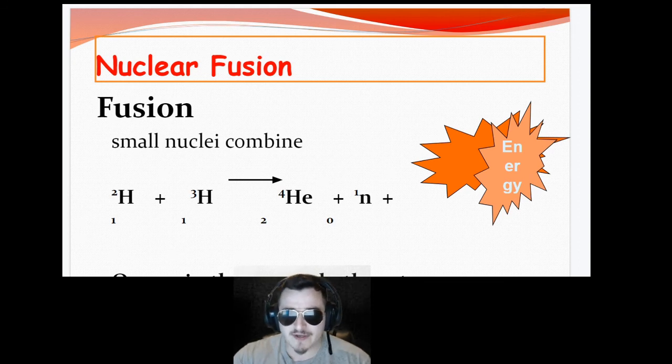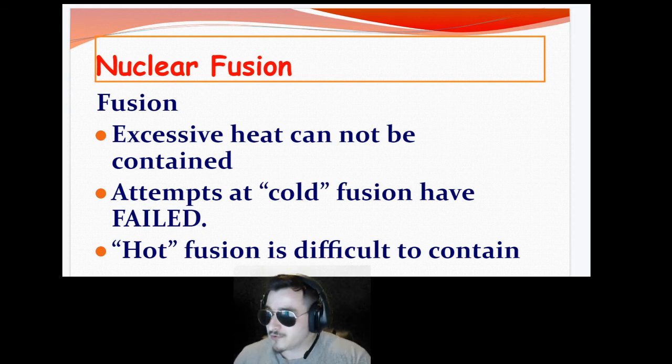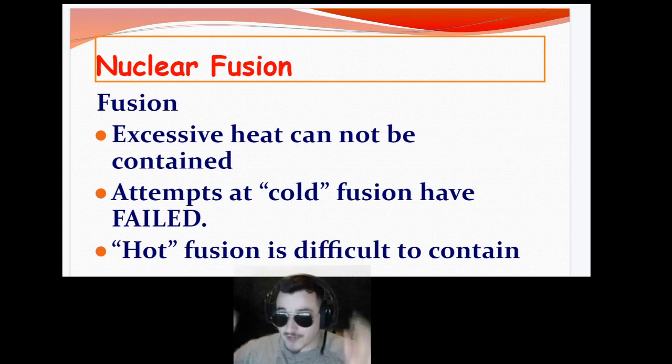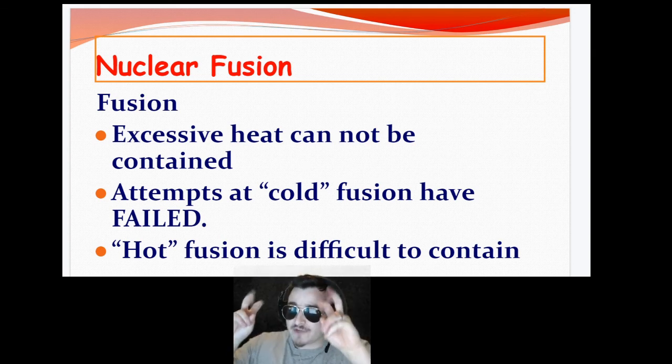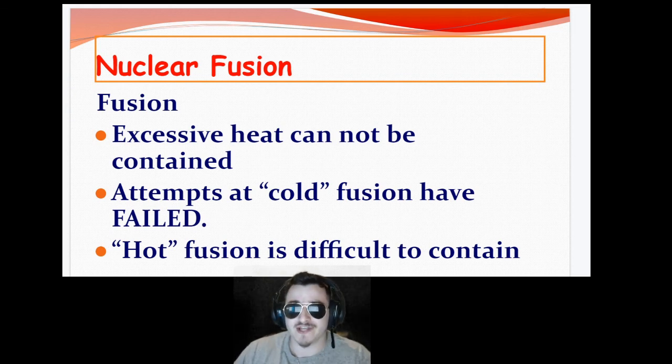And attempts have been made here on planet Earth to do fusion. You need a ton of energy to do it. Hence why the sun is a perfect place to do it, because there's a ton of heat. It's incredibly hot, in case you didn't know that. And it's just the perfect environment. Well, we can't get that hot here on planet Earth. And so there's attempts at cold fusion, which is fusion at lower temperatures. However, not so successful.